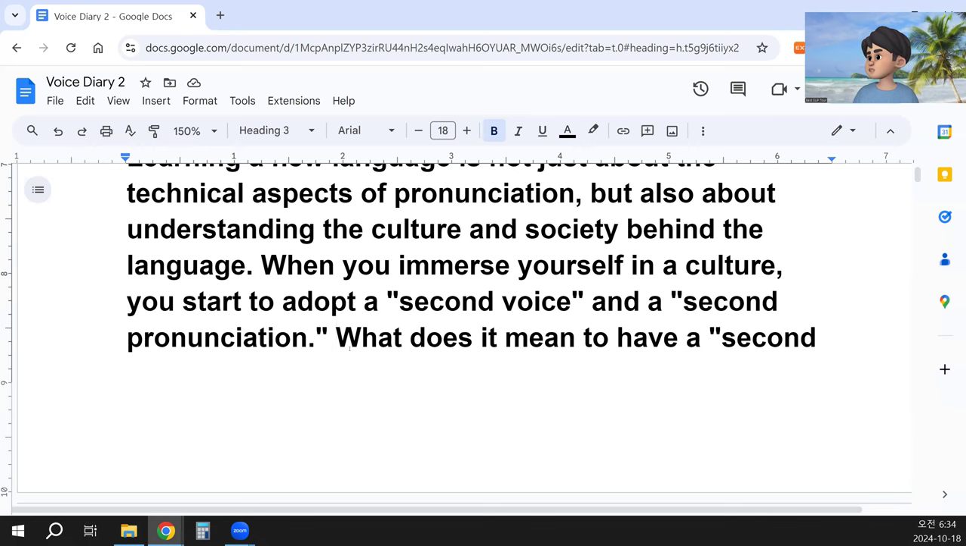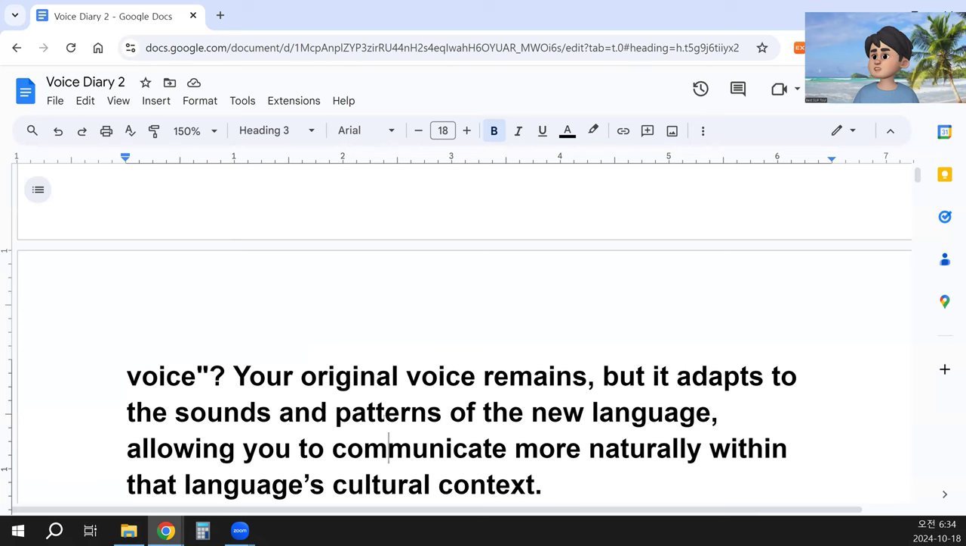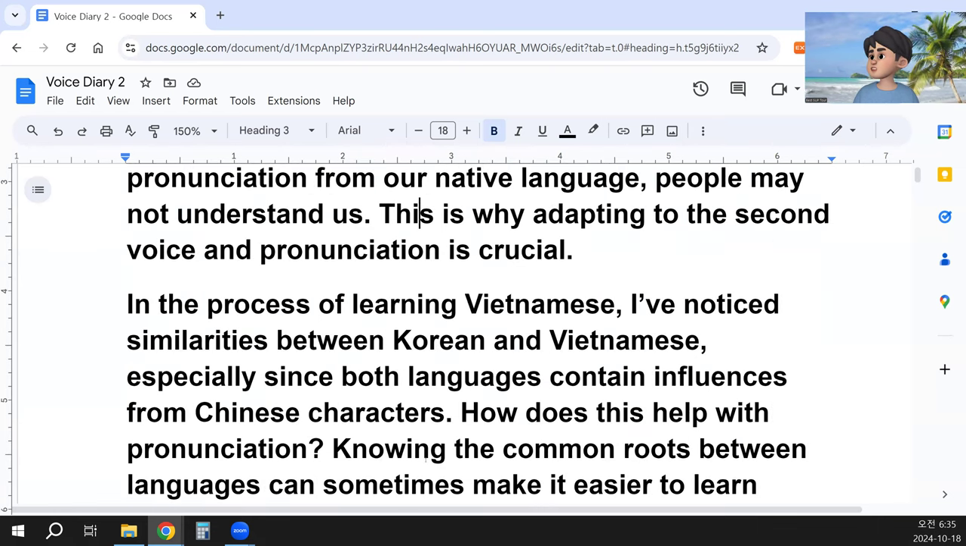What does it mean to have a second voice? Your original voice remains, but it adapts to the sound patterns of the new language, allowing you to communicate more naturally within that language's cultural texture. It's similar to birds, which may sound similar at first, but different species make distinct sounds. What happens if we don't follow the second voice and pronunciation? If we only use our own voice and pronunciation from our native languages, people may not understand us. This is why adapting to the second voice and pronunciation is crucial.